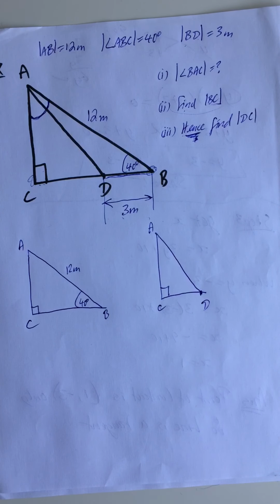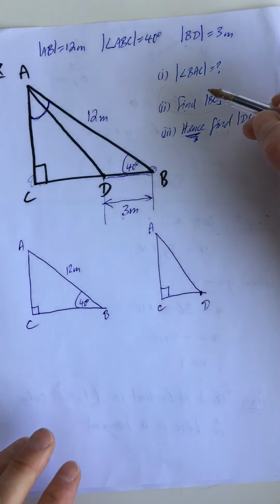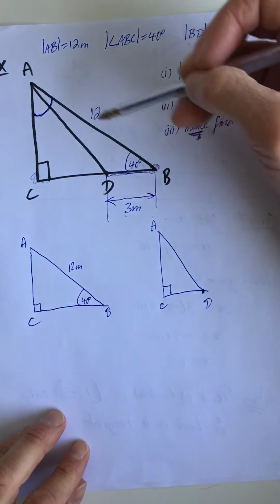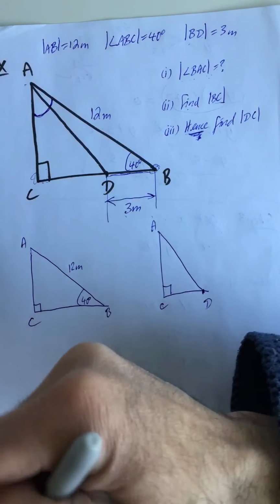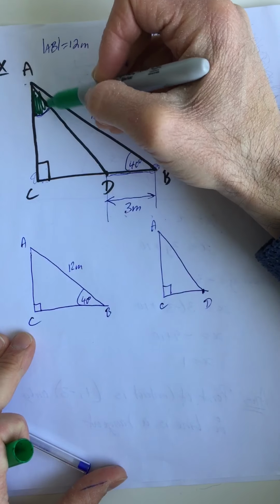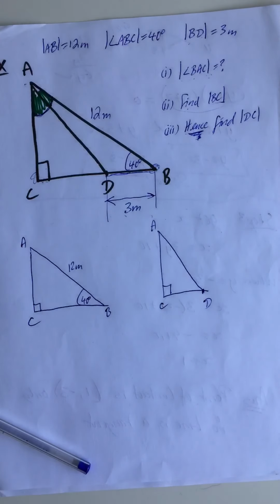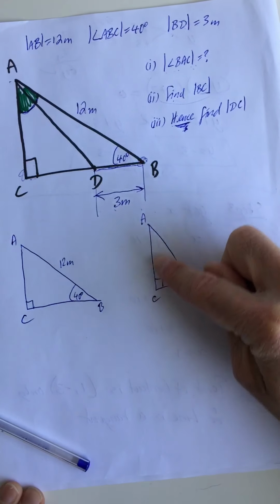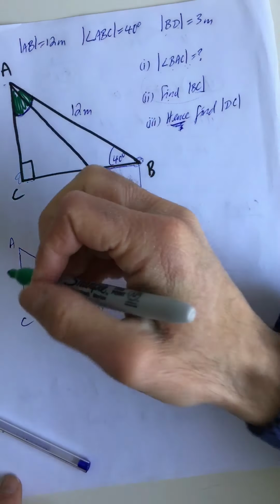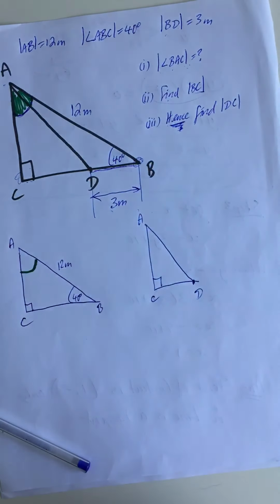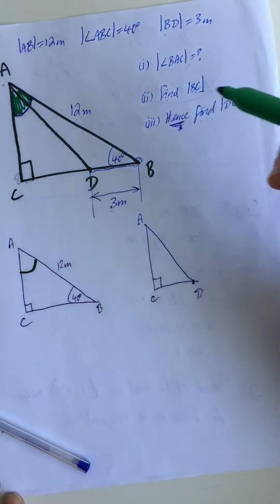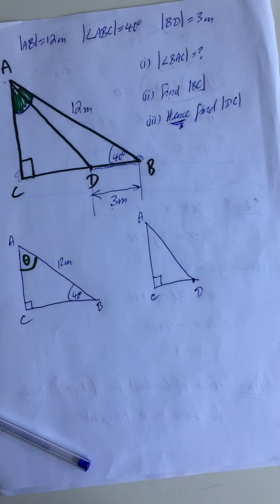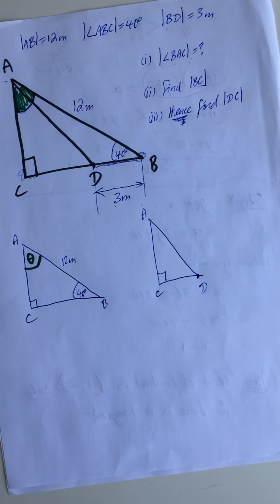Now go back to the question and see what they were asking. The first thing we need to do is find the size of angle BAC. BAC would be this angle up here. I'm going to colour it in. Is that angle on any of our pictures down here? BAC, well, no, that's DAC, BAC, there it is. This angle here. So we're being asked to find this angle. Instead of calling it BAC, I'm going to call it theta.